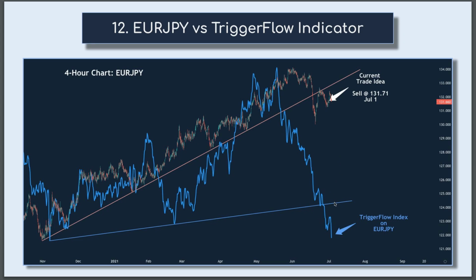You see that the TriggerFlow index has broken down through its support line. And if we start to see this break down through here, I think you could see a lot further movement to the south in the euro yen.